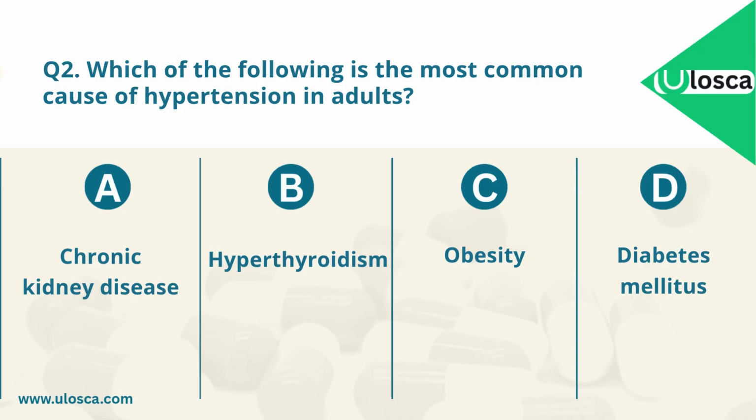Question 2. Which of the following is the most common cause of hypertension in adults? A. Chronic kidney disease. B. Hyperthyroidism. C. Obesity. D. Diabetes mellitus. Which one is the correct answer?